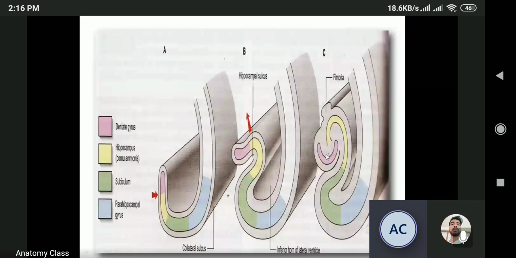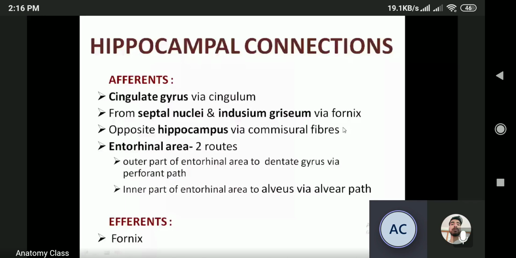Then talking about the connections of hippocampus. Hippocampal connections: afferent to hippocampus is received from cingulate gyrus via the cingulum, and from the septal nuclei and indusium griseum via fornix. Opposite hippocampi are also connected with each other, the two side hippocampus present on both cerebral hemispheres, via the commissural fibers.